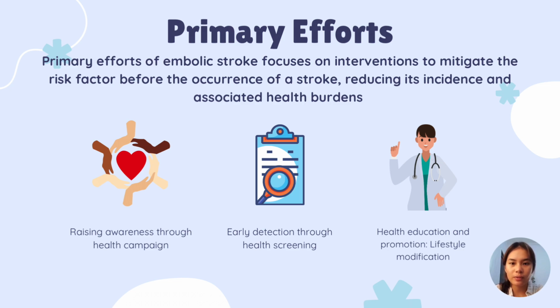Primary efforts involve efforts taken before the onset of disease or injury to prevent them from occurring in the first place. These measures are directed at reducing risk factors and promoting protective factors within the population. Primary efforts of embolic stroke focus on intervention to mitigate the risk factors before the occurrence of a stroke, reducing its incidence and associated health burden.